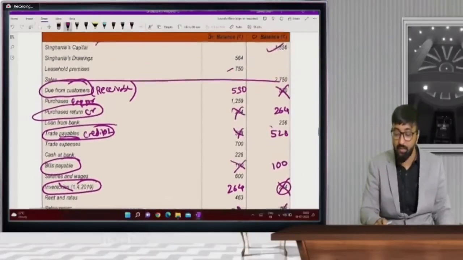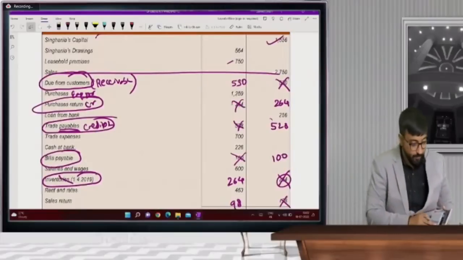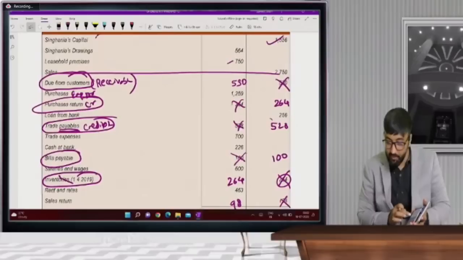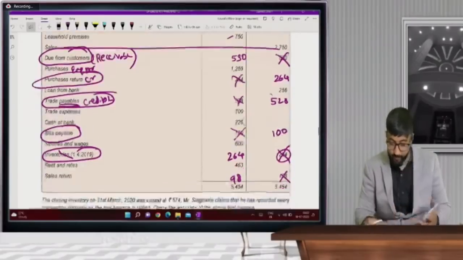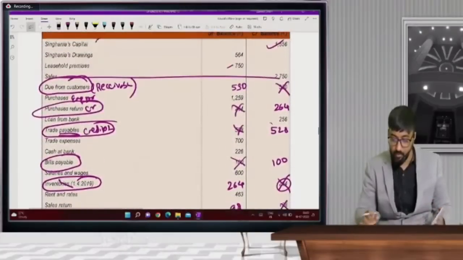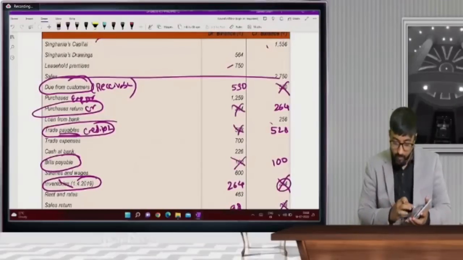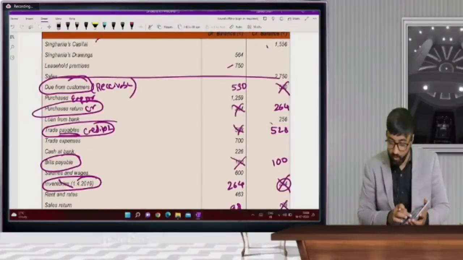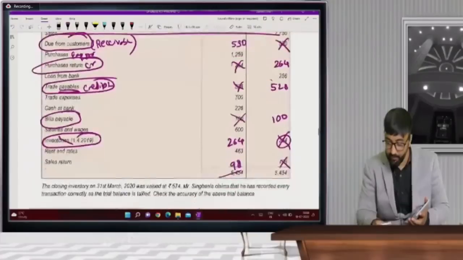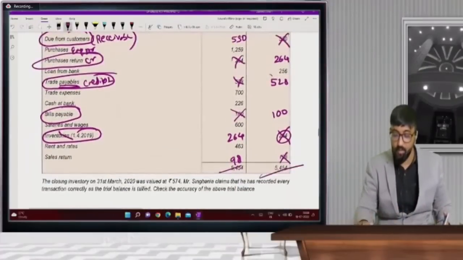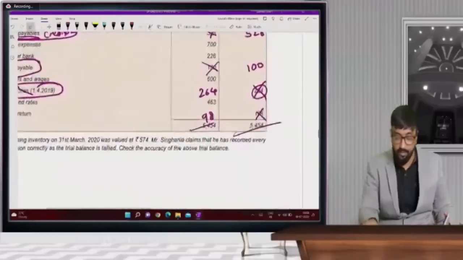Now the rectified balances. Take them on the calculator. 564 plus 750 plus 530 plus 1259 plus 700 plus 226 plus 600 plus 264 plus 463 plus 98 is 5454. Then 1556 plus 2750 plus 264 plus 256 plus 528 plus 100 is 5454. Now it's correct. After this, your trial balance is going to tally.